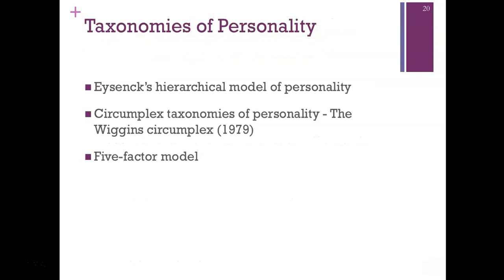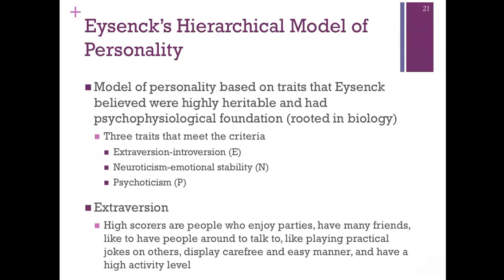Okay, so when we talk about different taxonomies of personality, Eysenck's hierarchical model of personality is something we'll talk about. The circumplex taxonomy of personality, which includes the Wiggins circumplex, which is a fancy name for circular or circle, and then of course the 5-factor model, which we'll come back to later in this semester.